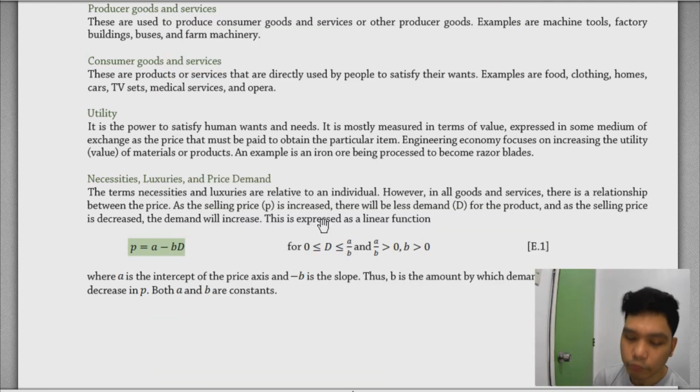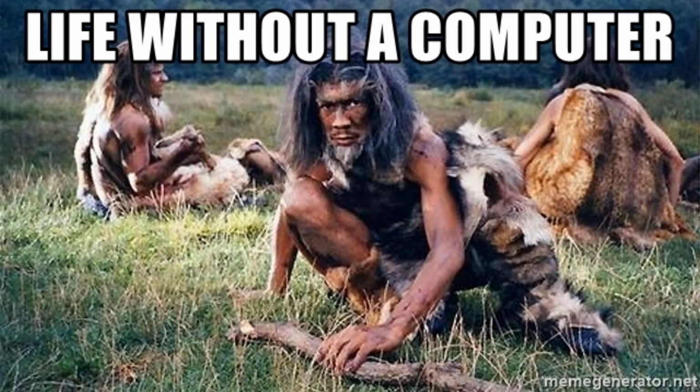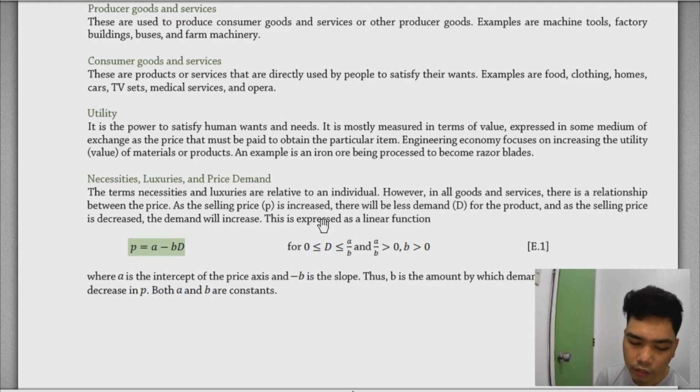Now, for example, food is actually a necessity because humans can't survive without food, but a computer is a luxury because humans can actually survive even without a computer. But I mean, technology wise, when we talk about computers, and especially in this case of pandemic, it is almost a necessity. But then again, if you think about living without it, you can actually do it. So basically, it still doesn't fall under the necessity that must be bought in order to live.